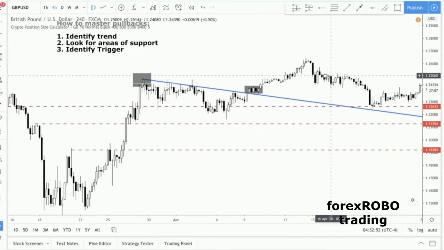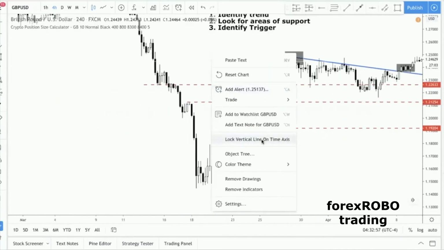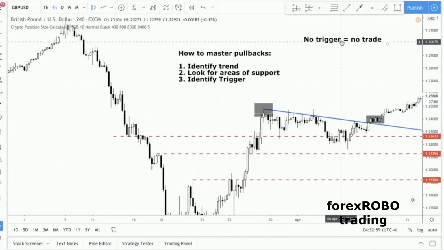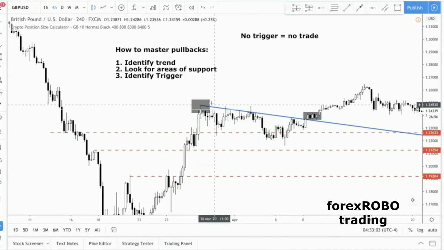Okay, so let me see if I can find you other examples. Just a reminder that you always want to be looking for a trigger. The trigger can be in the form of the trend line.